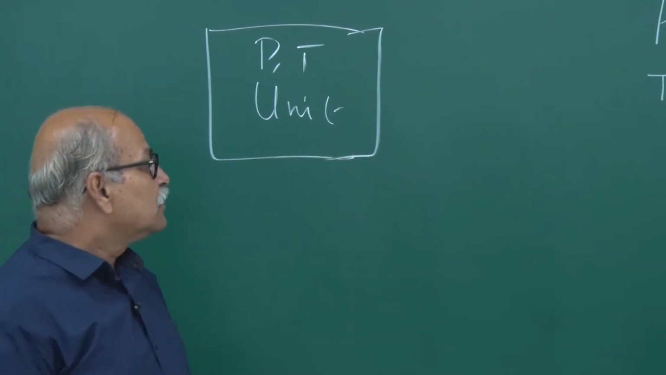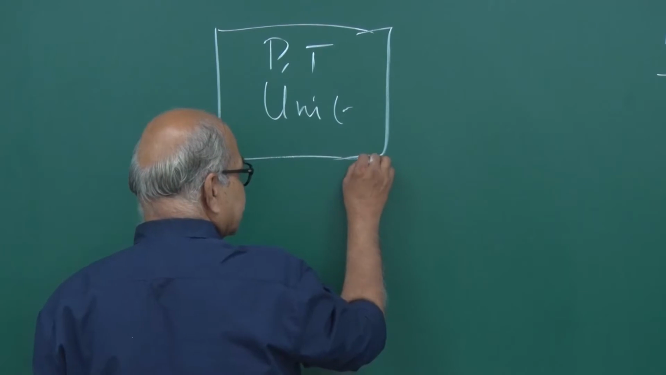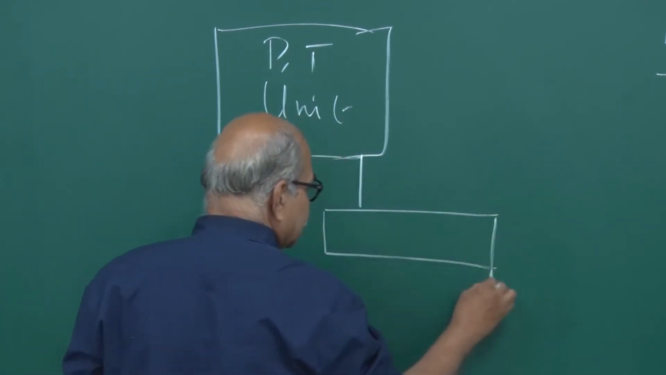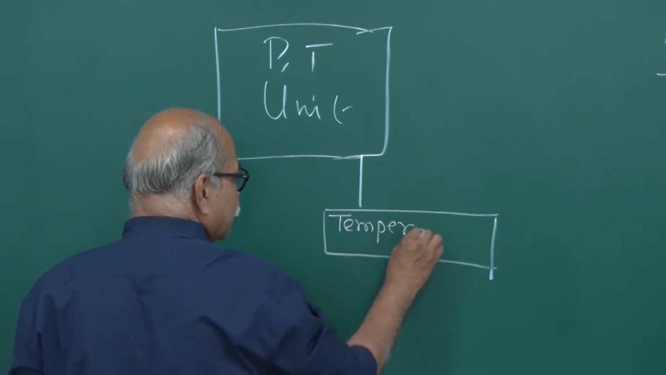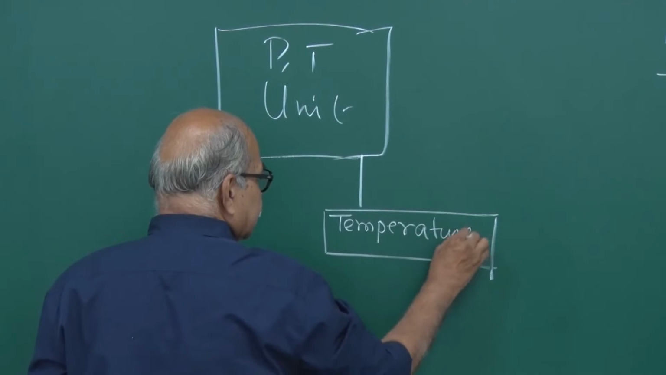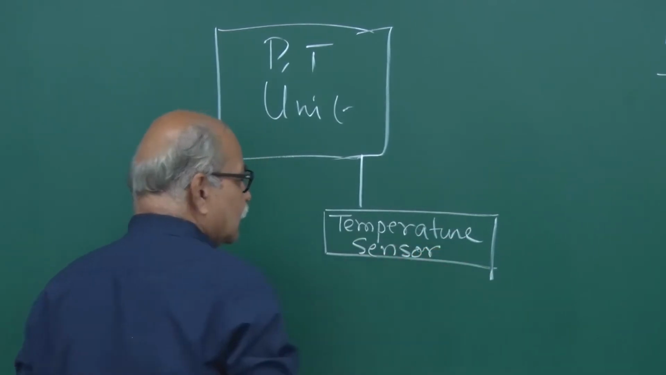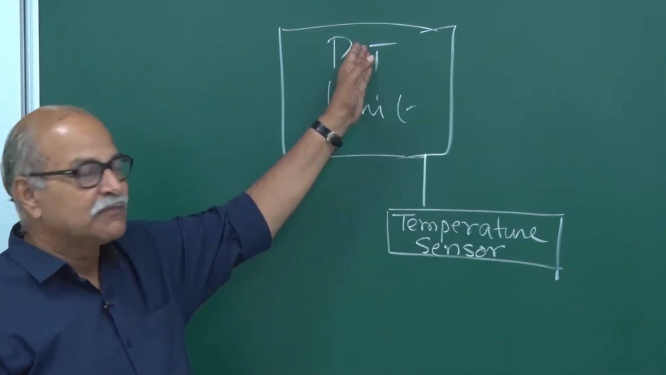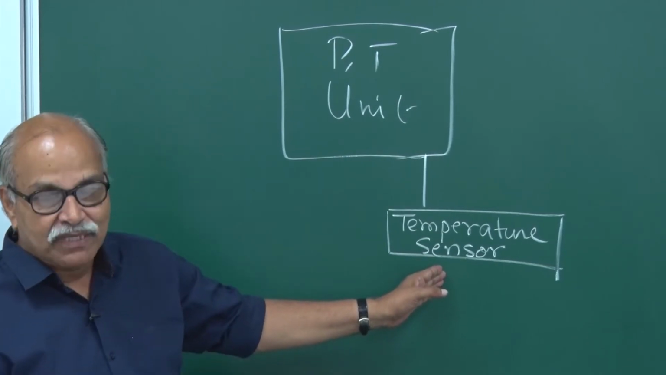Okay. So, what we can do is we can have sensors, we can have a temperature sensor. So, this is another unit, say a temperature sensor. What does it do? It creates a voltage corresponding to the temperature. Different temperatures will create different voltages, like a thermocouple.